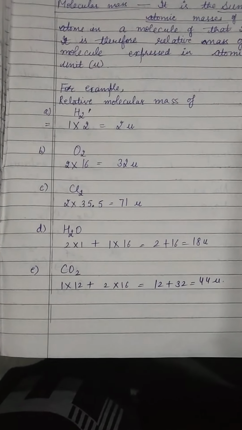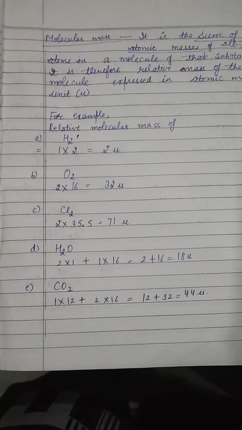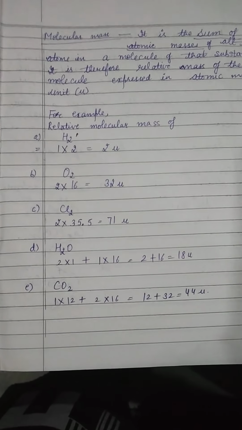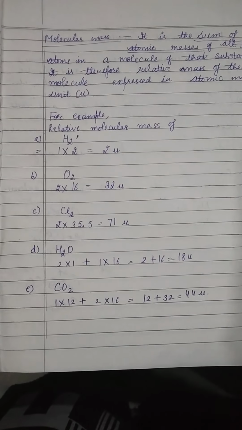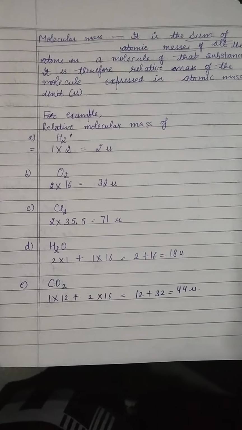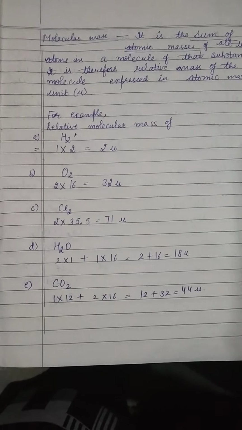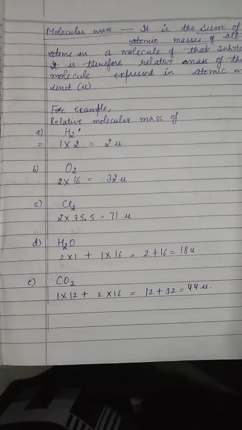In the same way, we will also find the molecular mass of CO2 molecule, that is equal to 1 into 12 plus 2 into 16 is equal to 12 plus 32, that is equal to 44U. So in the same ways, we can calculate and solve the numericals based on molecular masses for any given compound.